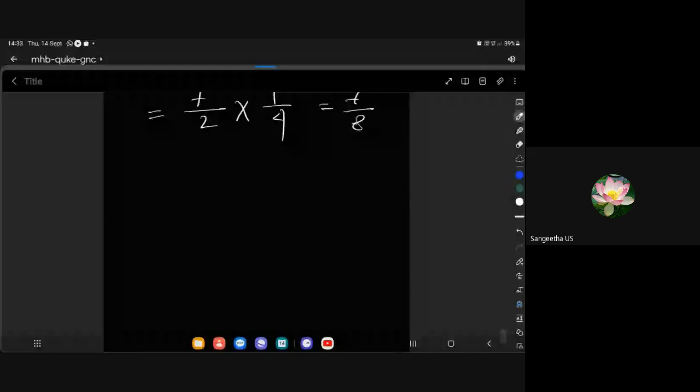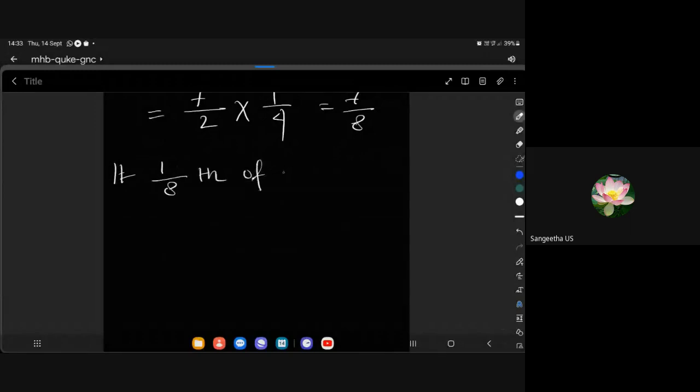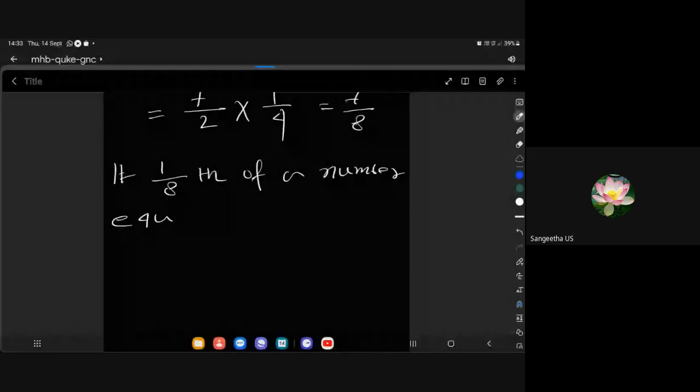Now we'll move towards the next problem. See, 1 by 8 of a number. This type of problem will come in the exam. Number equals... 1 minute. Charge is putting the tool charging. 1 minute.